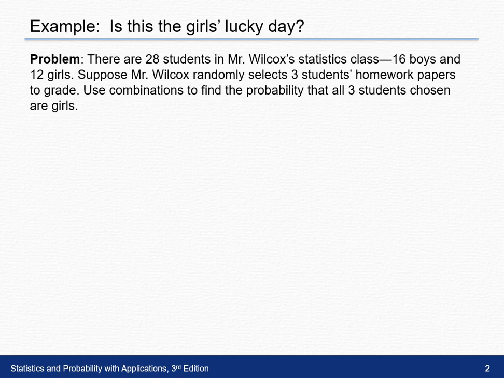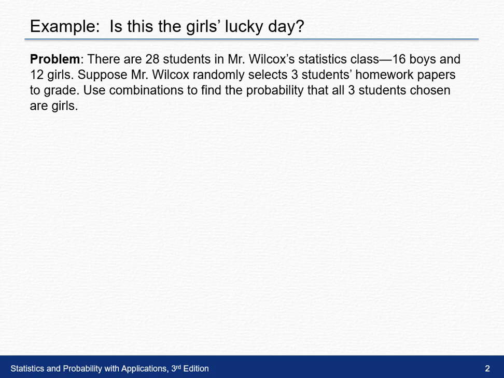There are 28 students in Mr. Wilcox's statistics class, 16 boys and 12 girls. Suppose Mr. Wilcox randomly selects 3 students' homework papers to grade. Use combinations to find the probability that all 3 students chosen are girls.